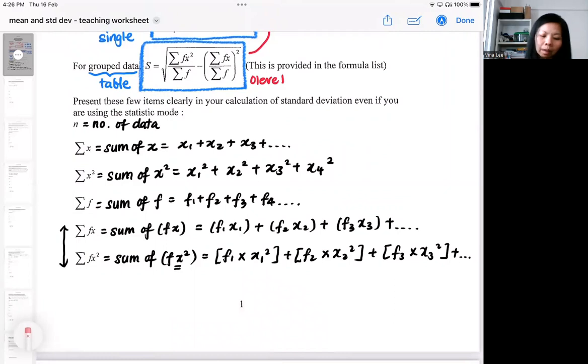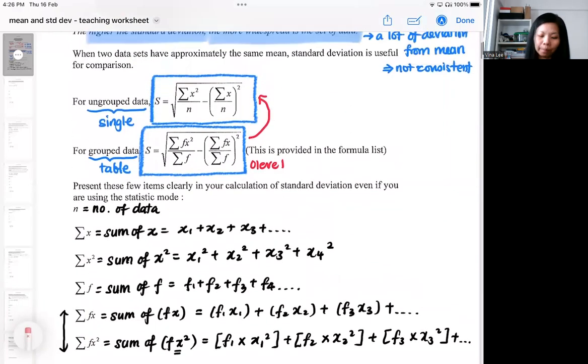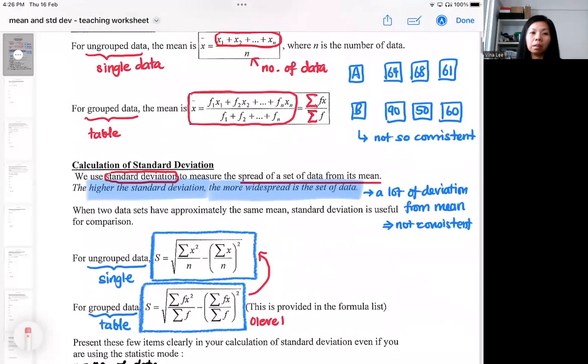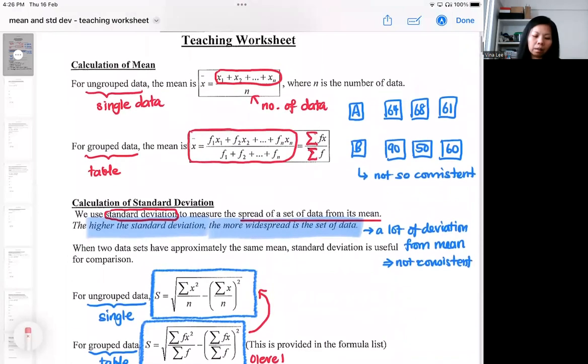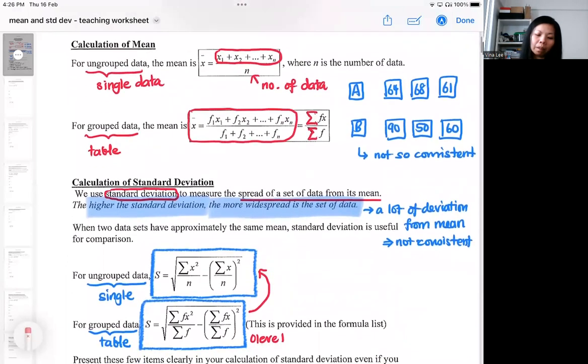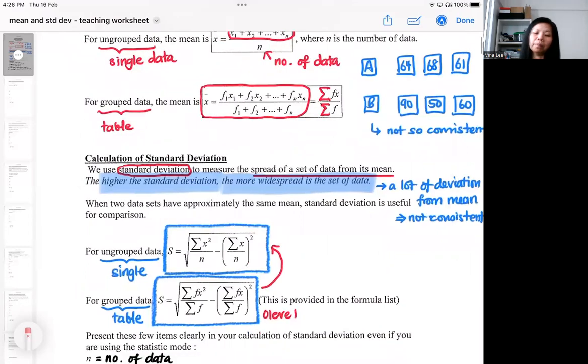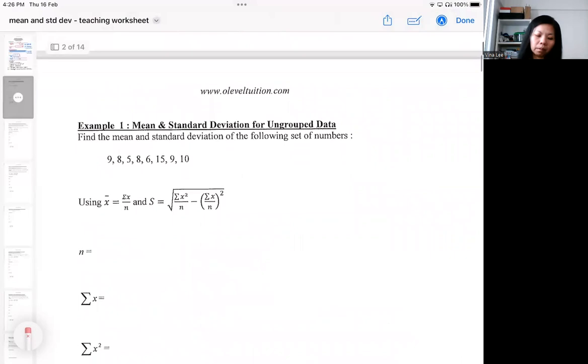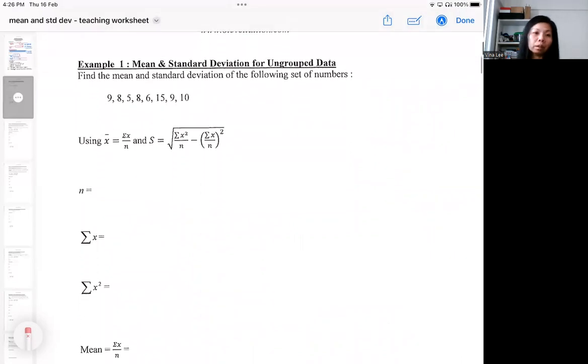So remember, at this point, you need to understand that there are single data or table data. For single data, we will use the method for single data to calculate mean and standard deviation. For group data, we'll use another formula, the O-level formula. Anyway, I'll be showing you the cases. It will be clearer if I show you the numerical example.